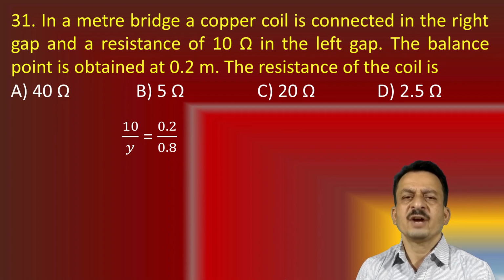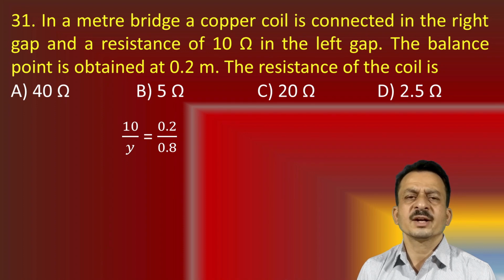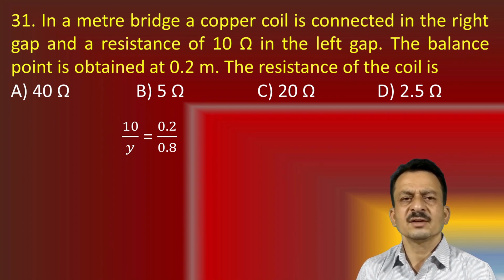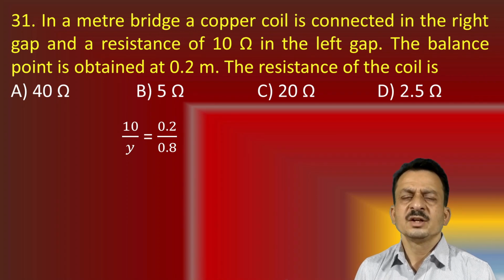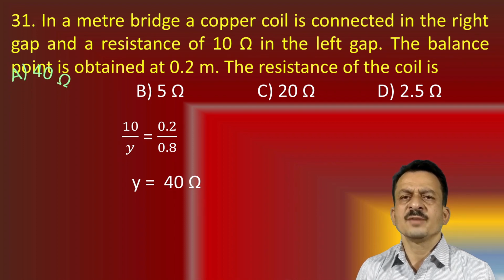Therefore, 10 by Y is equal to, the balancing point is 0.2. Always the balancing point is from the left side, that is positive of the battery. It should be connected to the terminal A. On that basis we are working out. So 10 by Y is equal to 0.2 divided by 0.8. 0.2 divided by 0.8 is 1 by 4, and cross multiplying we get Y is equal to 40 ohm. So 40 ohm is the right answer.